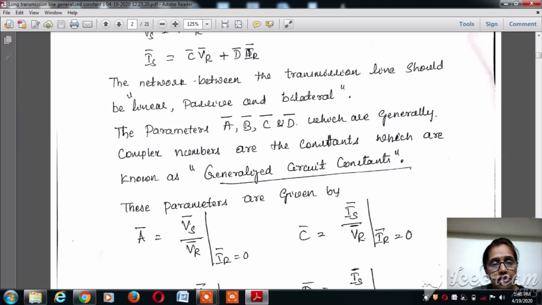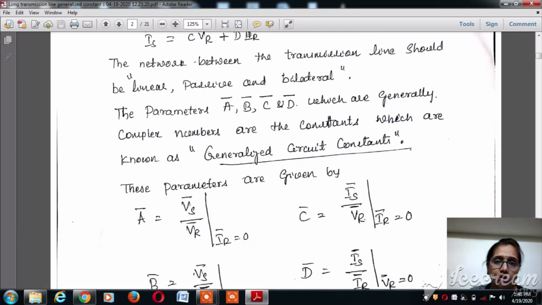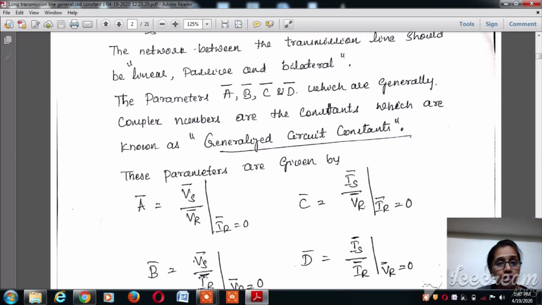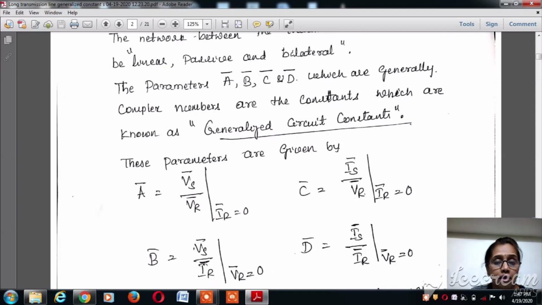The parameters A, B, C, D are generally complex numbers, that's why we denote them as A vector, B vector, C vector, and D vector, and these constants are known as the generalized circuit constants. They are very helpful in the analysis of long transmission lines, short transmission lines, as well as medium transmission lines. We are going to see how exactly the nominal T method or nominal pi method can be expressed in terms of the generalized constants, as well as how the long transmission line can be analyzed with the help of ABCD.